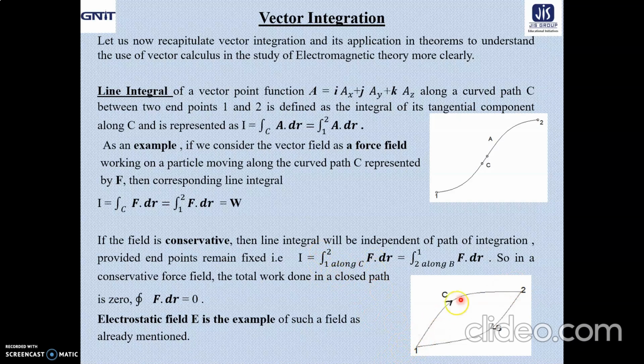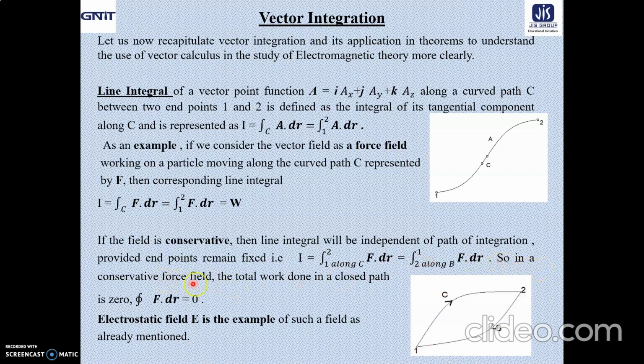The integral from 1 to 2 along C of F dot dr is found to be equal to the integral from 2 to 1 of F dot dr along B. So if the line integral from 1 to 2 along C of F dot dr equals the line integral along B of F dot dr, then the corresponding force field F will be called the conservative force field. That means the line integral is independent of the path. Whatever path you take, the line integral value is the same in magnitude, only you are taking different directions. So one will be opposite in direction with respect to the other.